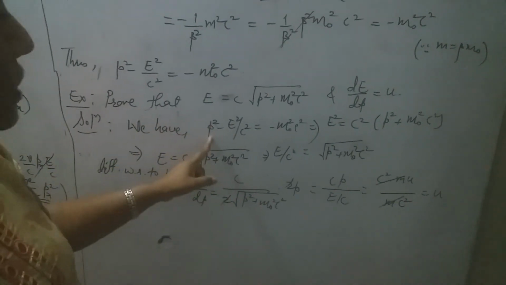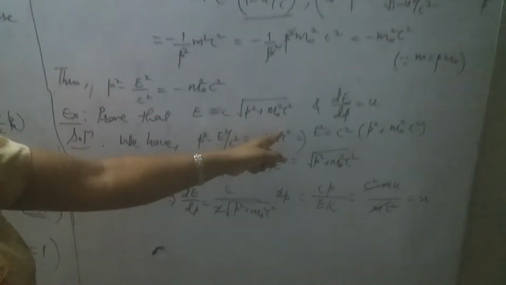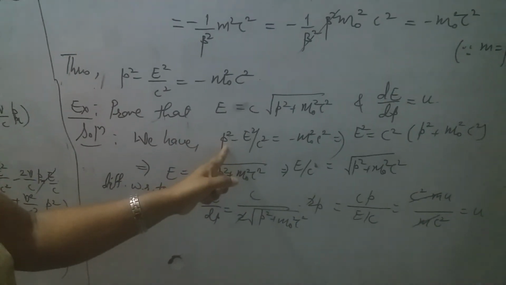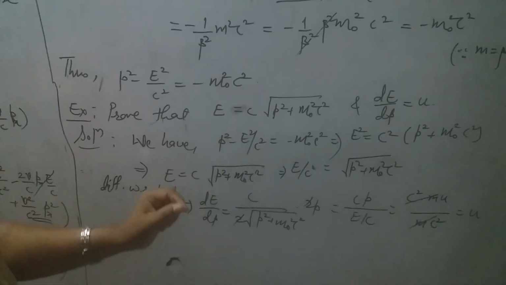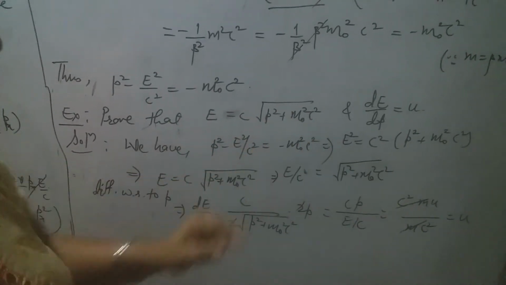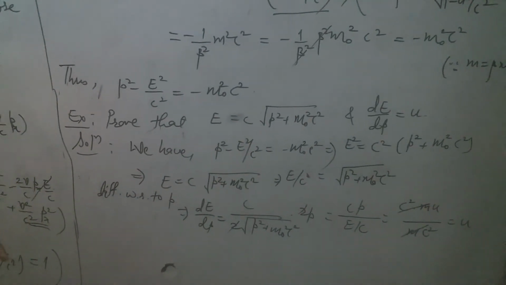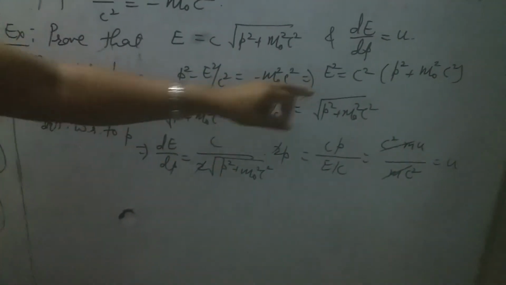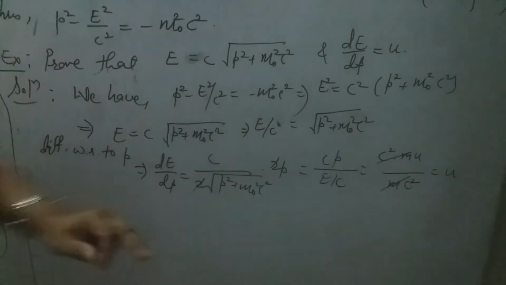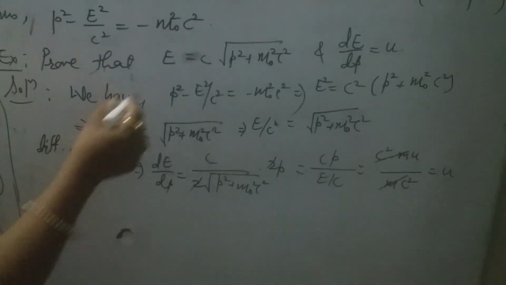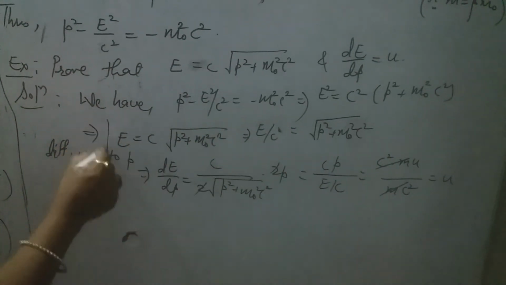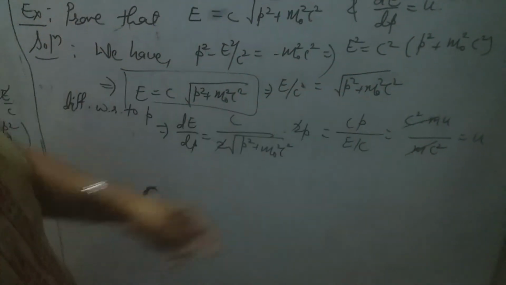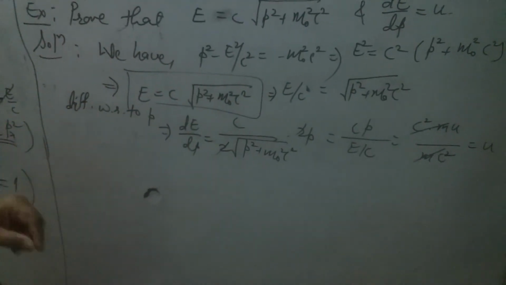So from this, if I find out this E square by c square taking on other side, it will be p square and this minus becomes plus m naught square c square equal to E square by c square. So cross multiplying, you will get E square equal to c square into p square plus m naught square c square. Taking square root of both the sides, you will get E equal to c into under root of p square plus m naught square c square, which is this. From this you can find E by c as under root of p square plus m naught square c square.